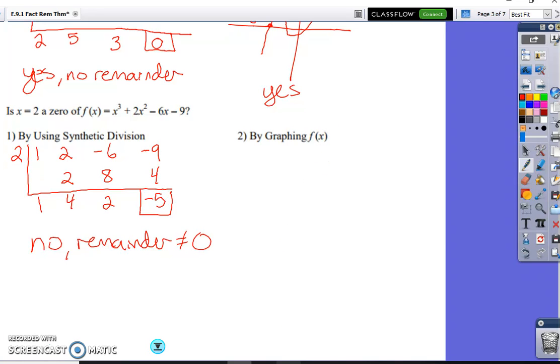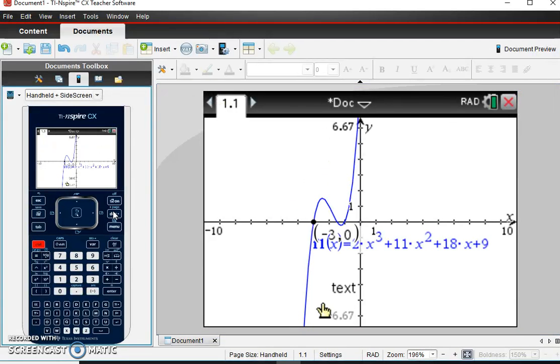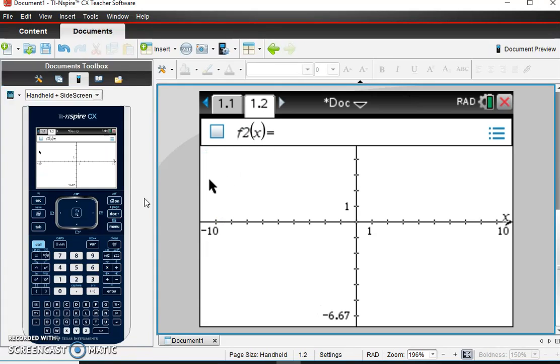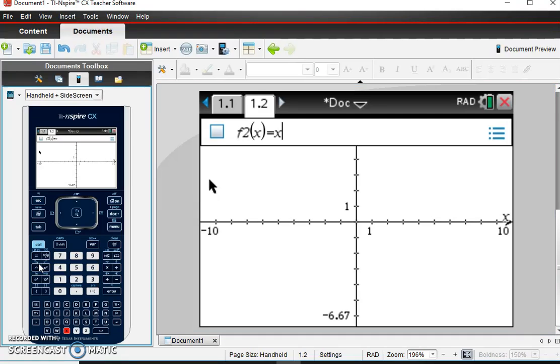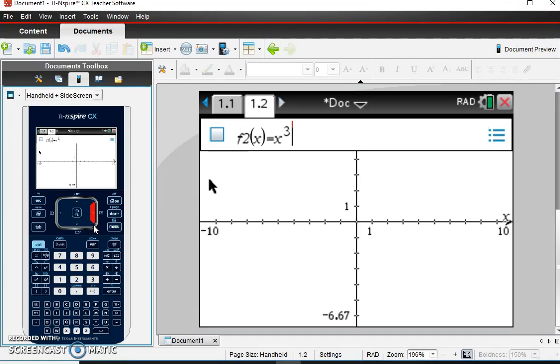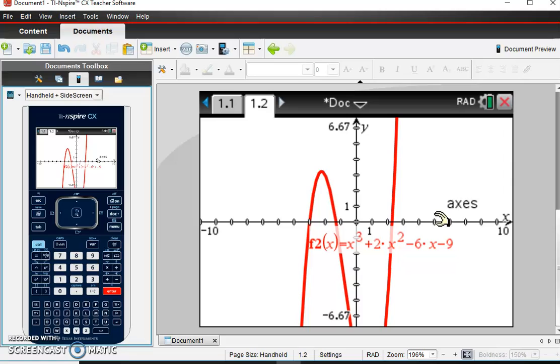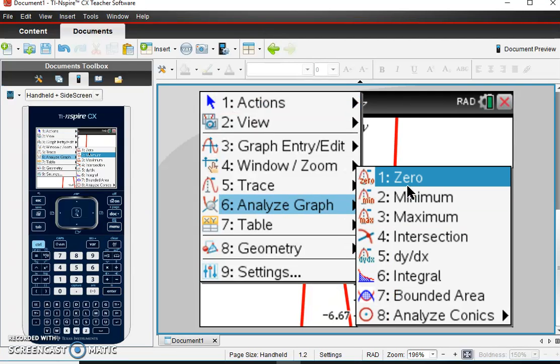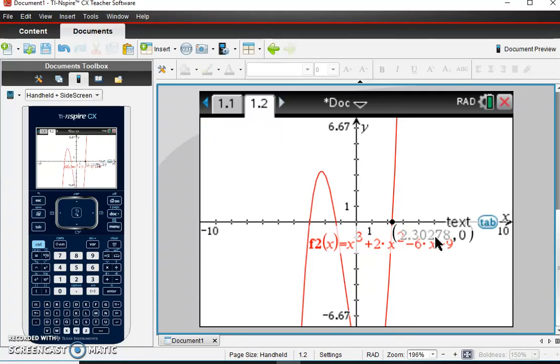To see that by graphing, again, head over to your graph. I'm just going to add in another page so you can see it separately. Go ahead and type in your function so that you guys know what you're looking at here. Look at your graph. So again, we're just checking if x equals 2 is a 0, and it looks like that one is definitely not. If you're not sure, again, you can go through and analyze, find the 0 that's close to it. Clearly not a 0. It's close, but it's not a 0 of it. So we do not have a 0 in that spot.